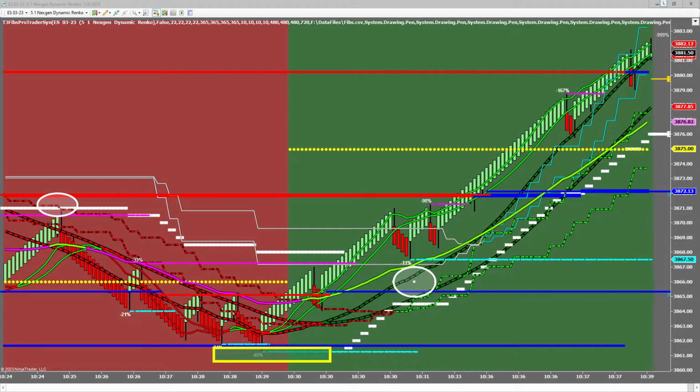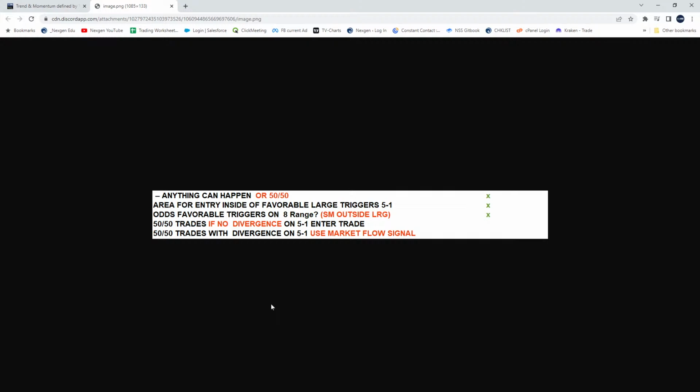All right, Gary. This is a checklist you put in here. Let's see what it says. Anything can happen or 50-50. As long as you have an entry area inside of favorable large triggers, odds are favorable on the 8 range, no divergence on the 5-1. With divergence, use a market flow signal. That looks pretty much identical to mine, Gary. And of course, I peek at the 21-3 chart.